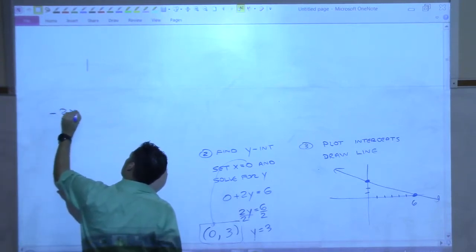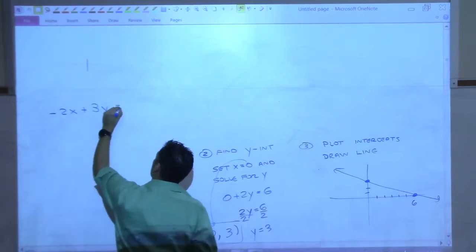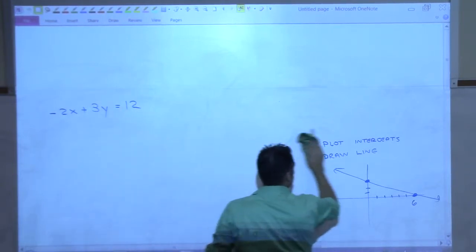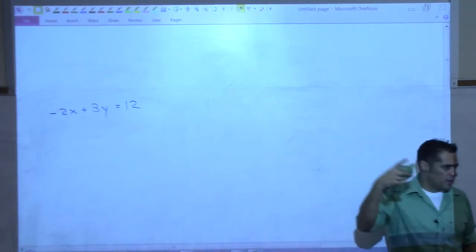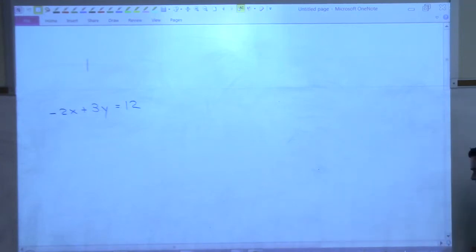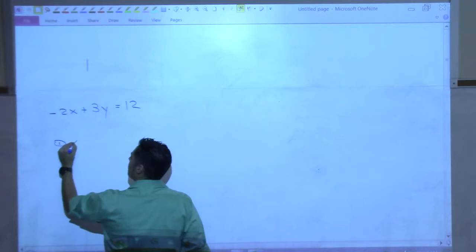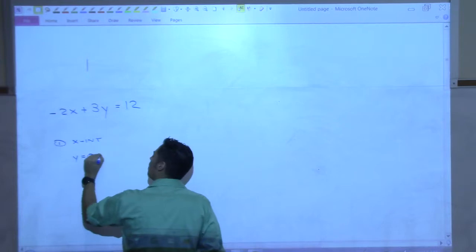Negative 2x plus 3y equals 12. So is this a line? Yeah, you have x to the first power, y to the first power, and an equal sign in there. X-intercept first. So how do I find the x-intercept? Make the y 0. So I'm going to set y equal to 0, and now let's see what we get.